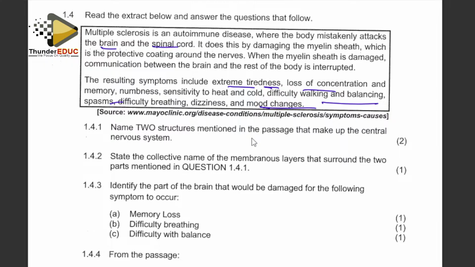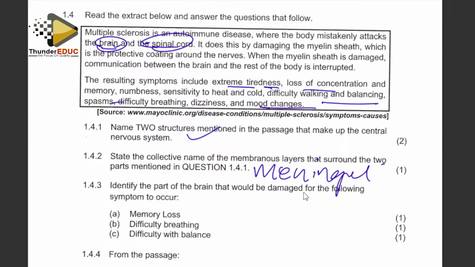Name two structures in the passage that make up the central nervous system. Obviously, if they say central nervous system, you have to look for the brain and the spinal cord. That is that, because there is no other central nervous system. So brain and spinal cord. That one is right. Next, name the membranous layers that surround the parts mentioned above. The surrounding layers like this, we call them meninges. Meninges.